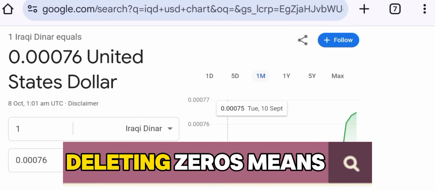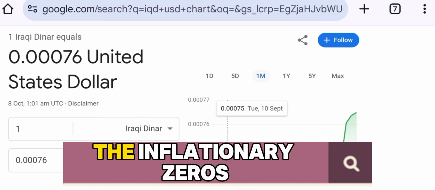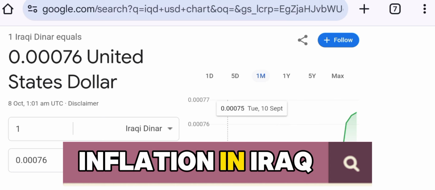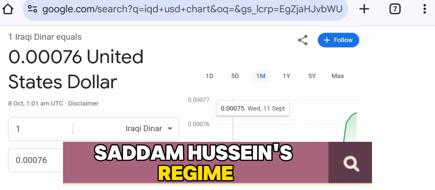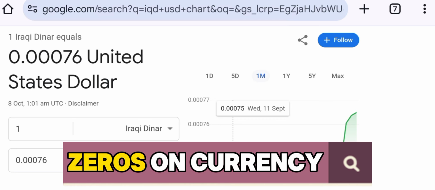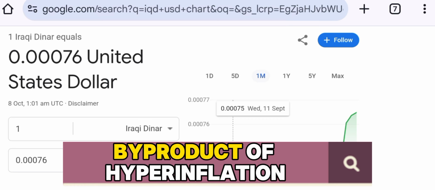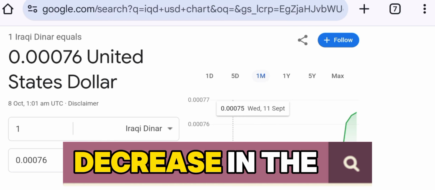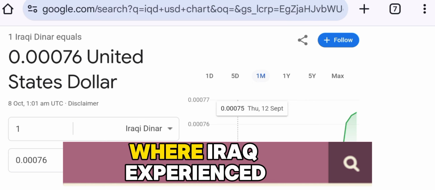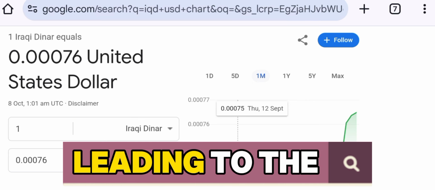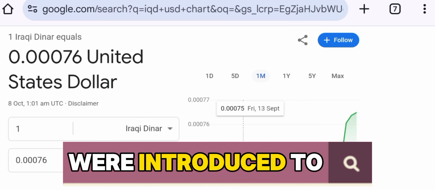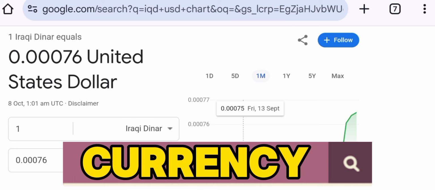To understand what deleting zeros means, it's important to first look at how the inflationary zeros appeared on the Iraqi dinar in the first place. The rise in inflation in Iraq during and after Saddam Hussein's regime led to the creation of larger currency denominations. The increase in the number of zeros on currency notes is essentially a byproduct of hyperinflation, which led to a dramatic decrease in the value of the currency over time. This was evident in the post-Gulf War period, where Iraq experienced an economic crisis, leading to the need for higher denominations of the Iraqi dinar. These inflationary zeros were introduced to accommodate the declining purchasing power of the currency.